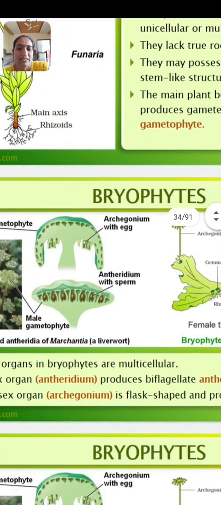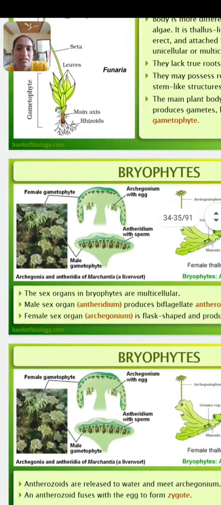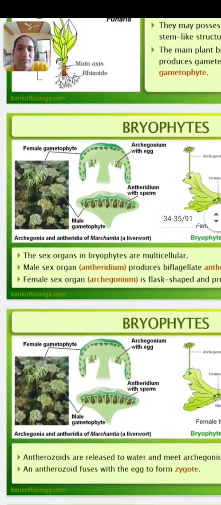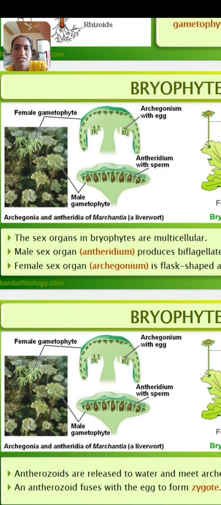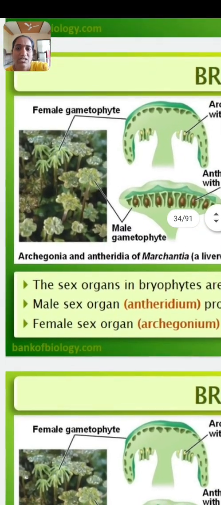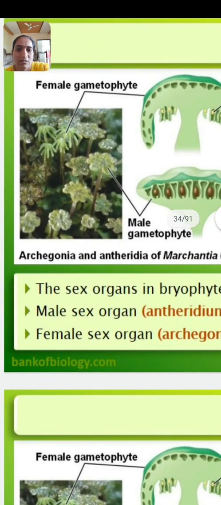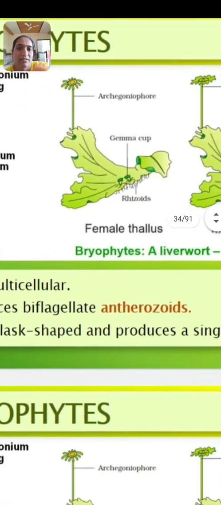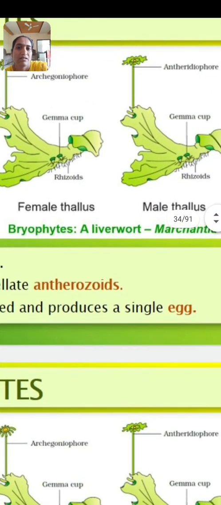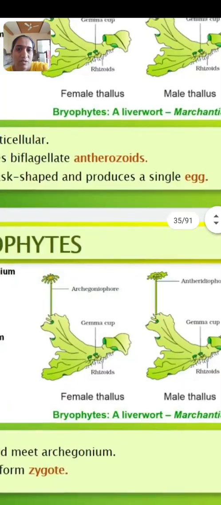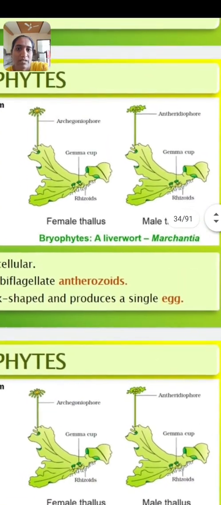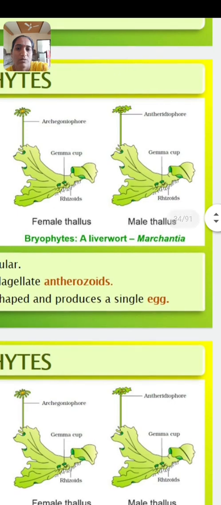Okay, then here are certain examples of bryophytes. It is the example of Marchantia. Look at the diagram of Marchantia. Have you seen this? Here is Marchantia, which is an enlarged part. Look here, one plant is female and another is male, meaning female Marchantia and male Marchantia.